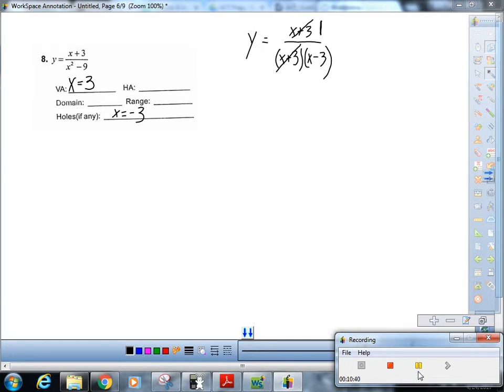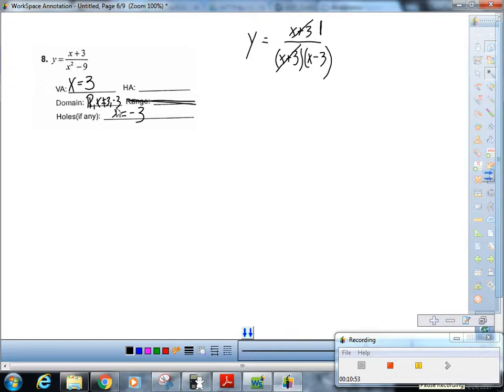Okay, remember that we are just ignoring the range. So I think we're ready at this point to go into the domain. That is correct. The domain would be all reals. X cannot equal 3 or negative 3. So both the hole and the asymptote get taken out of our domain because we're not allowed to put them in. Okay?